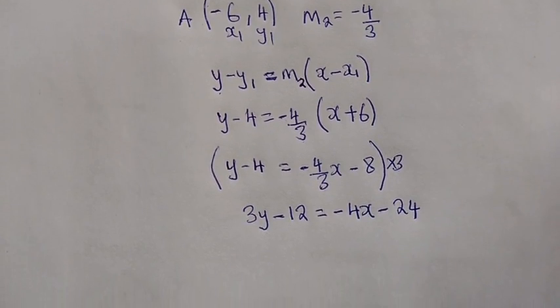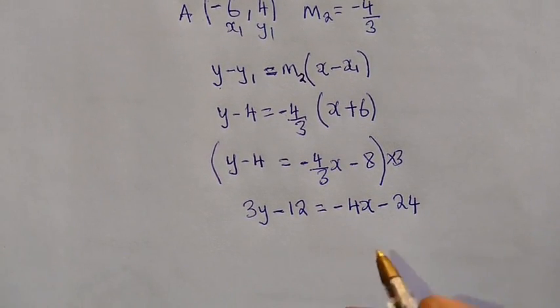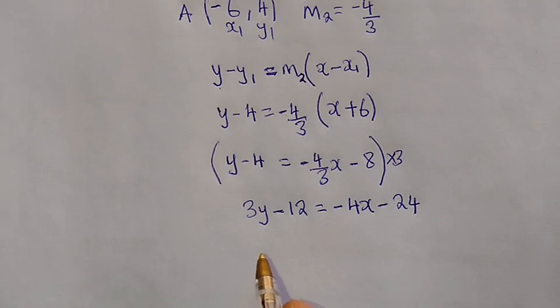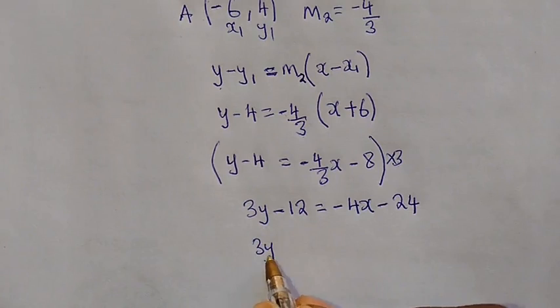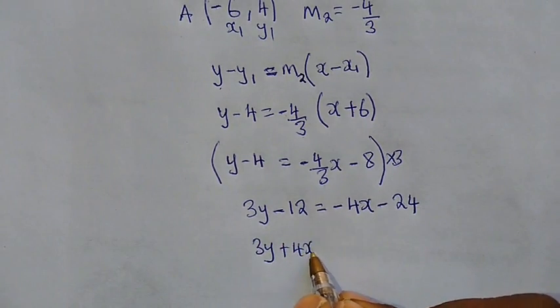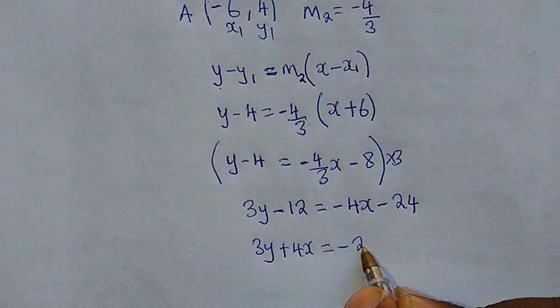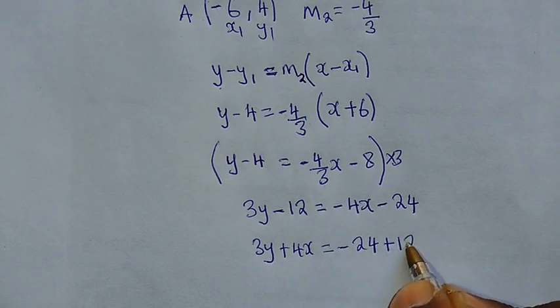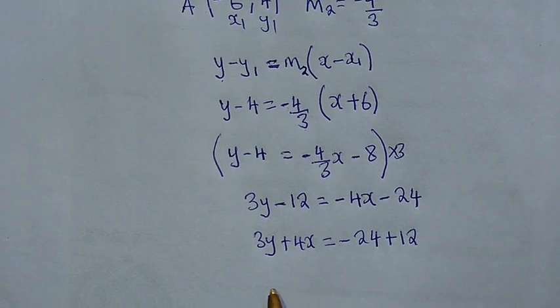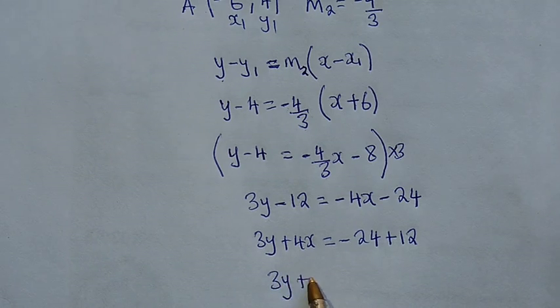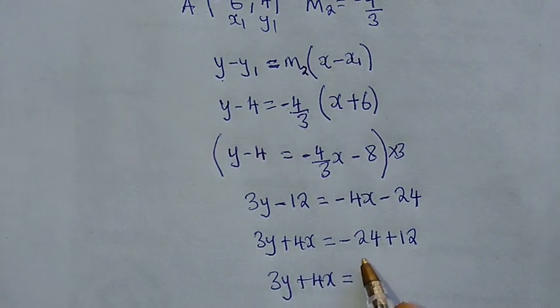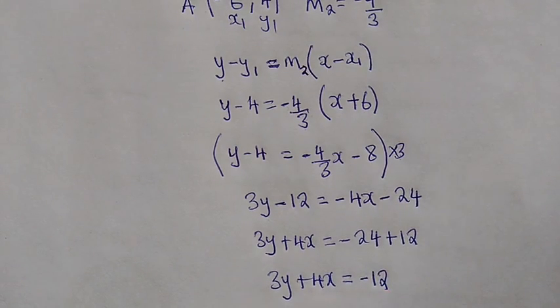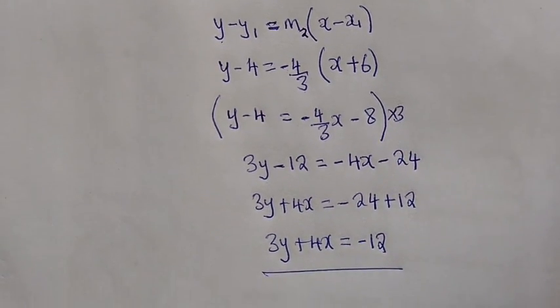So we can collect the right terms, or we can group the variables together, the terms that have got a variable. So I can say 3y plus 4x is equal to negative 24 plus 12. Like this, it's fine. So we're going to have 3y plus 4x is equal to, so negative 24 plus 12, this will give us negative what? 12. So this is the equation of the perpendicular line for the line AB at the point B.